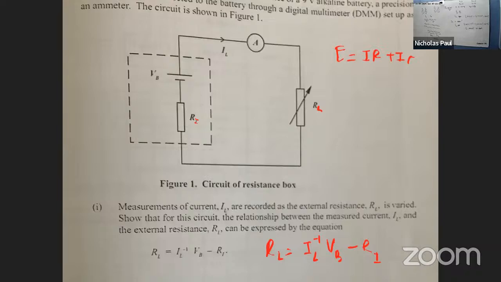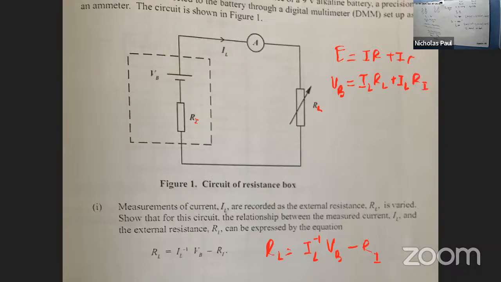Look at the circuit. What do you think is E? What do you think is the supply to these circuits? Yeah, PD, nice. What's the current in the circuit? IL. What's big R? What's the resistance of the external circuit? RL. And what's small r? r. Right? Yeah, we did.